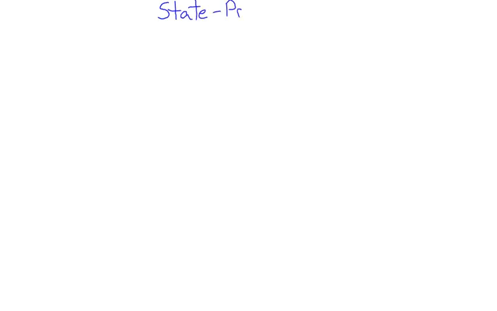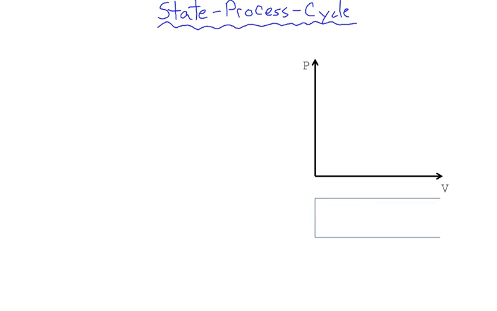In this lesson, we'll be looking at how to define state, process, and cycle. To do this, we'll use the example of a piston. So we're going to set up our piston over here on the right side of the screen. We're going to look at two of the properties of the piston, the pressure and the volume.